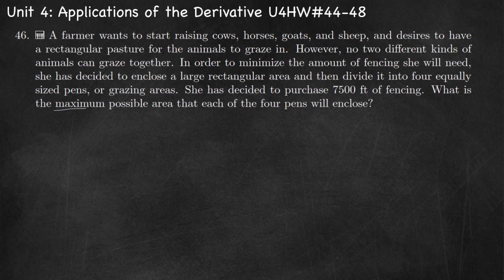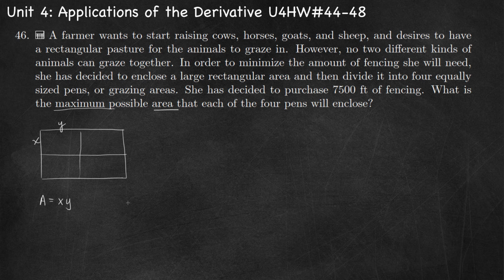So we're trying to maximize the area of each pen. So let's draw a sketch. We have a rectangular field and we want to divide that into 4 equal rectangles. So we want to find the area of each one of these. I'm going to let this short side be x and this longer side equal y. And then the area for each small pen is x times y.